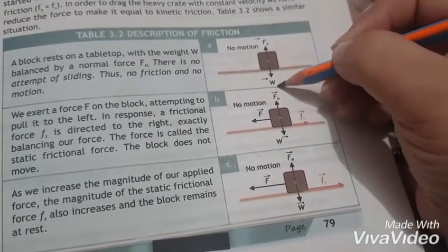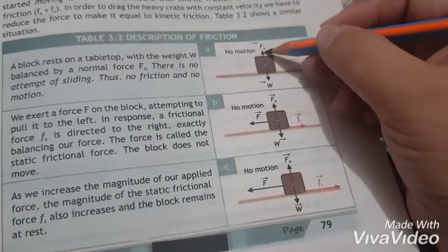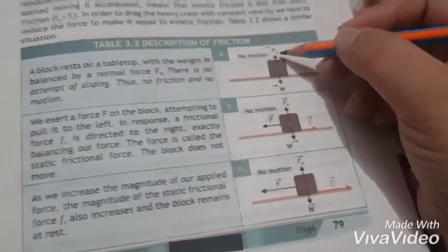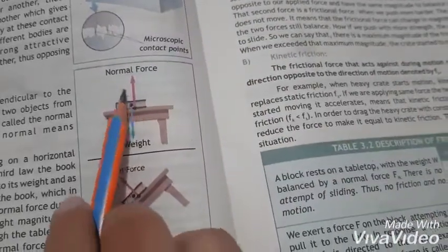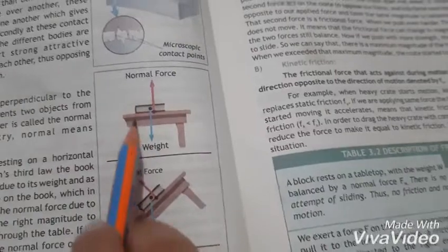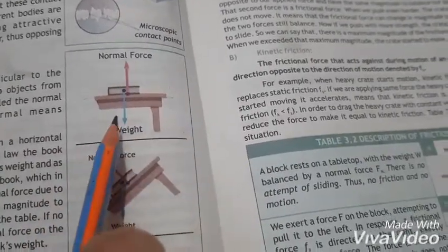One is its weight, which is acting in the downward direction. The other one is its normal force. About normal force I already told you, this is a force which is always perpendicular to the surface. For example, this is the surface and this perpendicular force is the normal force.